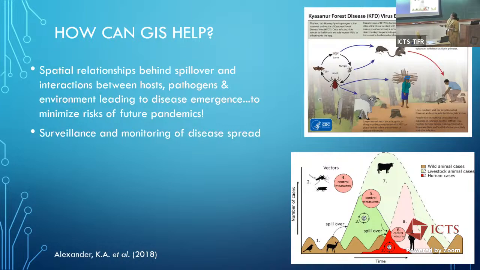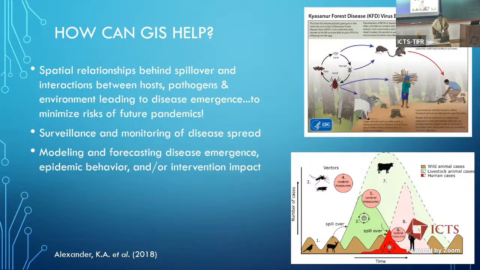Another role of GIS is it can be used for surveillance and monitoring of disease spread. It's very powerful in that. You can use it for modeling. So I think a lot of people have covered niche modeling. Yeah, so that's one way in which GIS can come in.